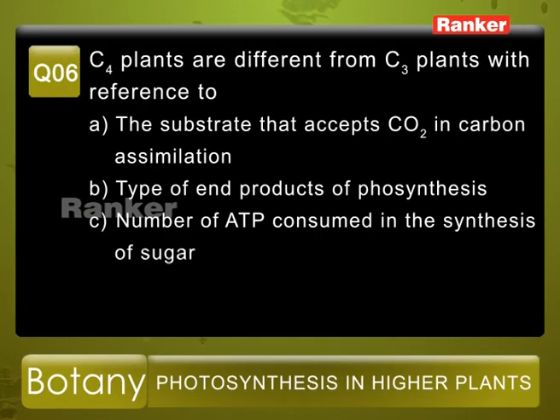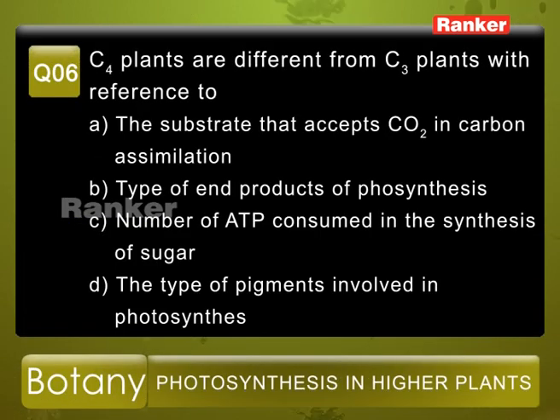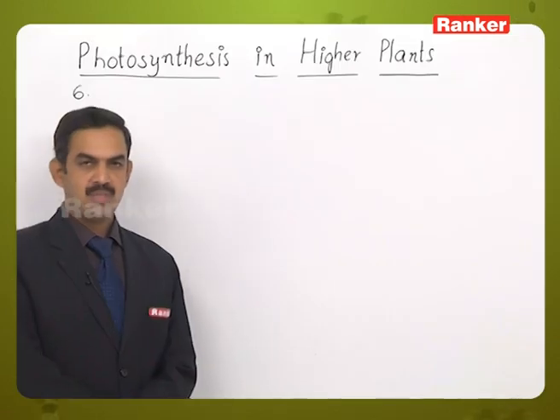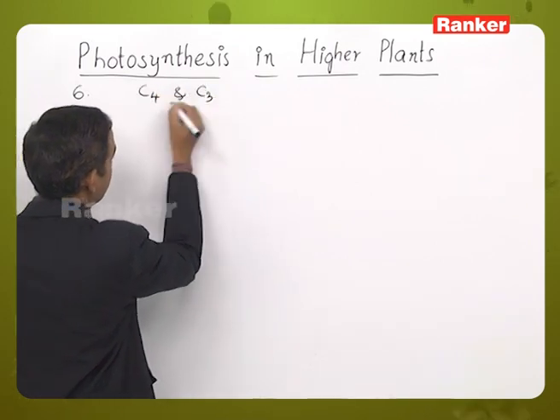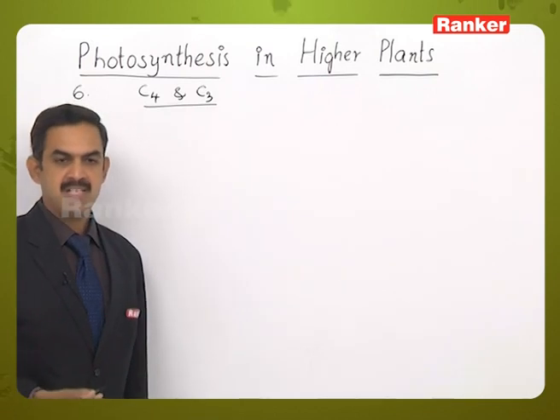Question number 6. C4 plants are different from C3 plants with reference to options: A, the substrate that accepts carbon dioxide in carbon assimilation; B, type of end products of photosynthesis; C, number of ATP consumed in the synthesis of sugar; and D, the type of pigments involved in photosynthesis. So here this is a question related to comparison between C4 and C3 plants or C3 mechanism.